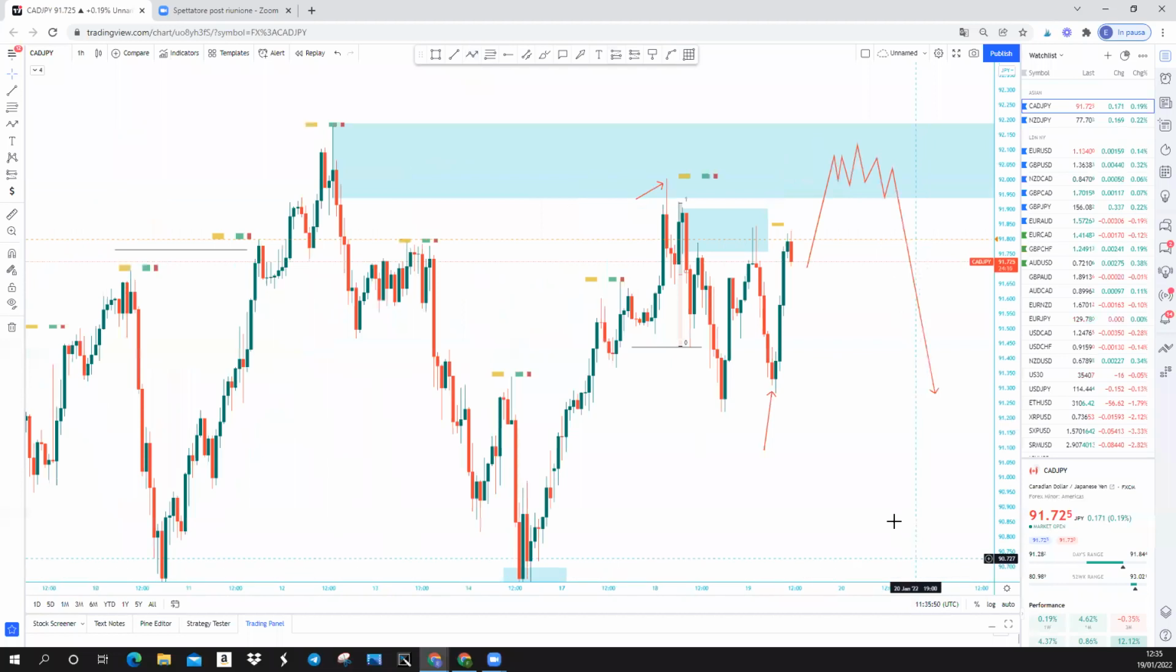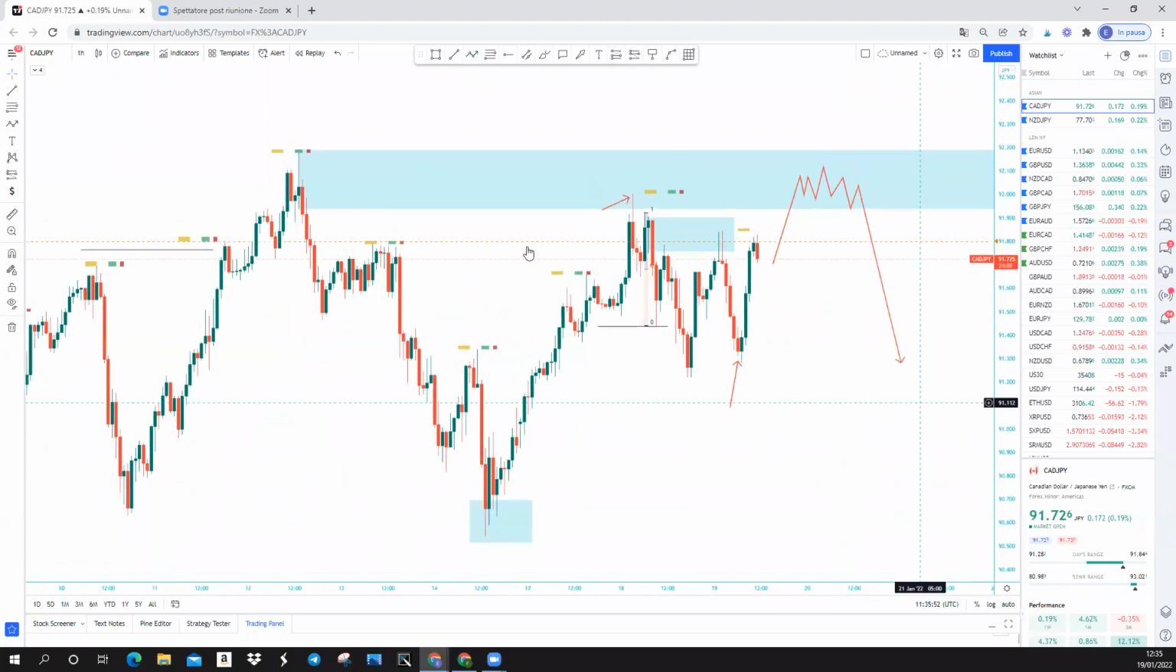Now, why does this happen? Sometimes the area is still valid. This supply area, we only mitigated the beginning of the area. We didn't mitigate the 50% of the area. It's still possible that we actually continue to the upside, use this high as liquidity, give a confirmation entry right here and push to the downside.